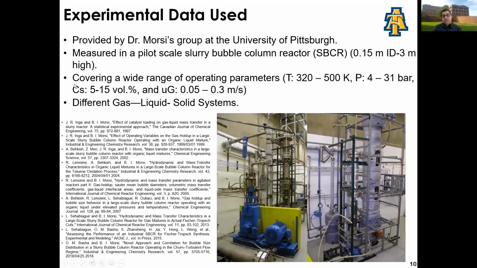And the experiments cover a wide range of operating conditions. Most of them resemble the Fischer-Tropsch operating range: temperatures between 320 and 500 Kelvin, pressure from 4 to 31 bar, solid concentrations from 5 to 15 volume percent, and superficial gas velocity between 0.05 and 0.3 meters per second. And we have experimental data for different gas, liquid, solid systems. So there's a wide range of experimental data which we think could help us provide a reasonable analysis of the pressure fluctuation.